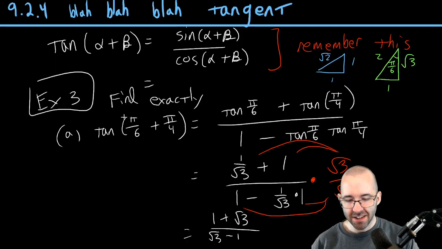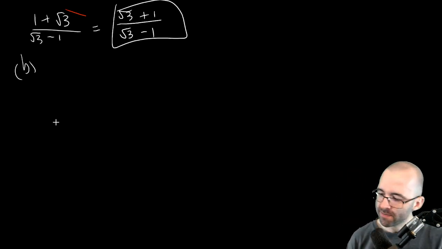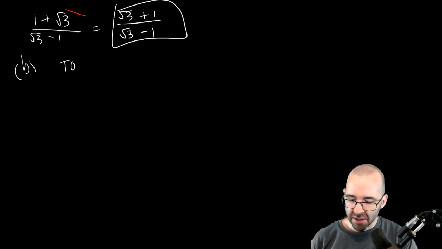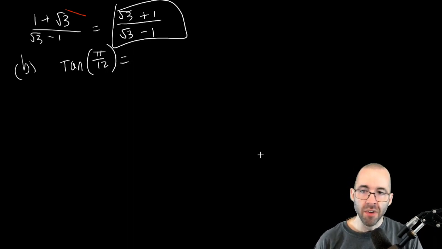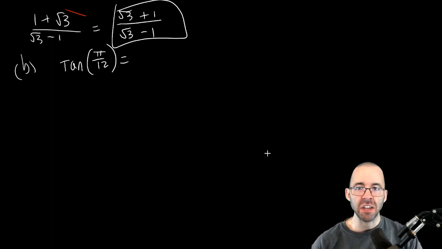All right, so that's letter A. Do letter B as well. Again, feel free to do this on your own or practice or follow along with me. Tangent of pi over 12. That's not a special angle. That's half of pi over 6.